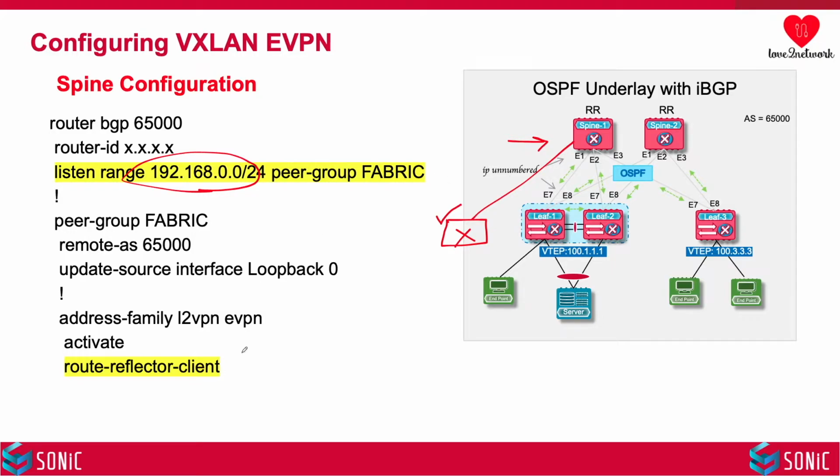Last thing I would like to touch upon is this route reflector client command. So this is how you configure your spine switch as a BGP route reflector on Enterprise SONiC. So that's all from this section. Let's jump on to our lab now.